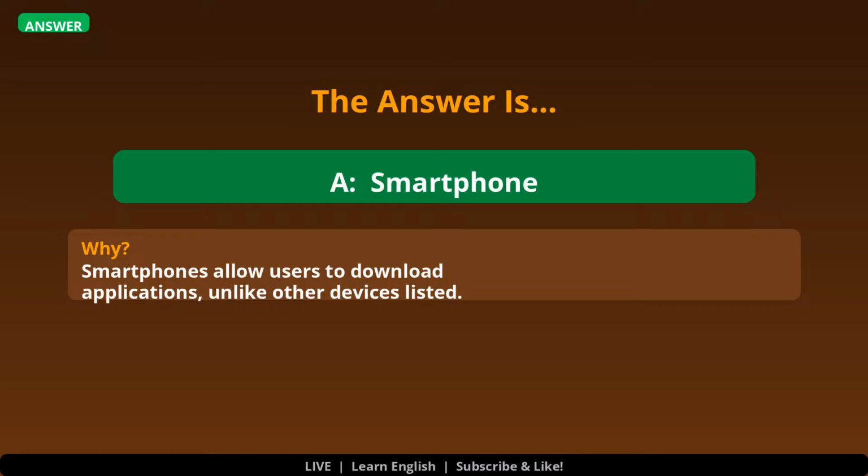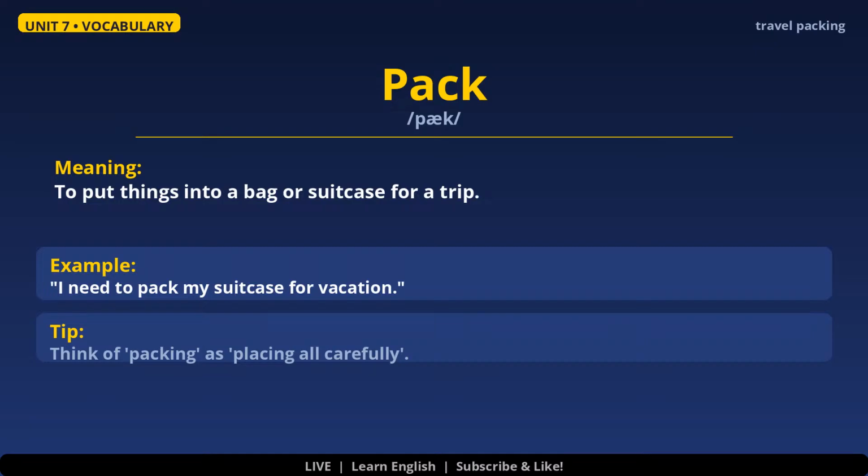And the correct answer is option A, smartphone. Smartphones allow users to download applications, unlike other devices listed. Great job if you got it right. Let's continue learning. Time for vocabulary. The word is pack. To put things into a bag or suitcase for a trip.